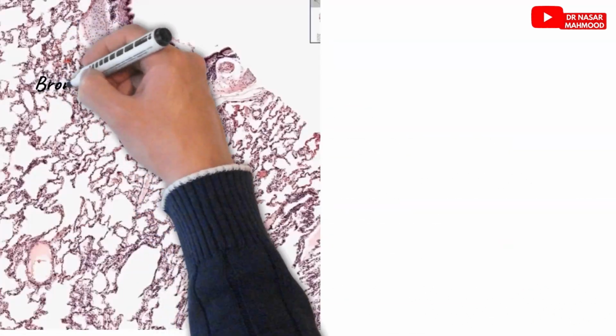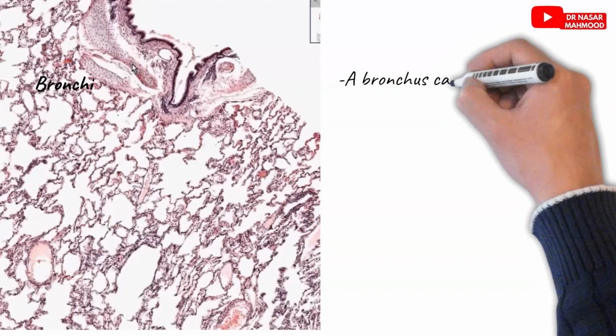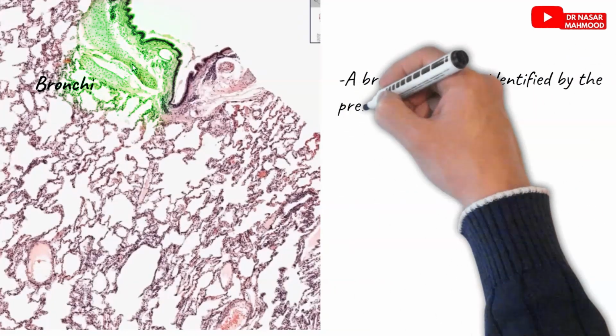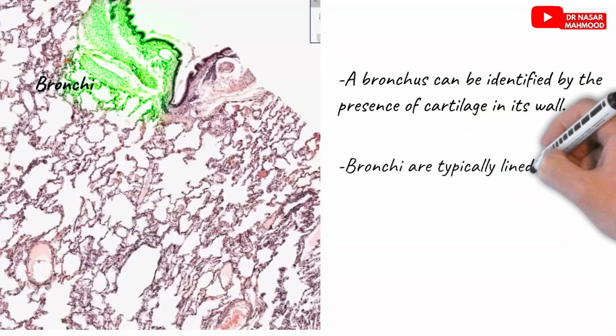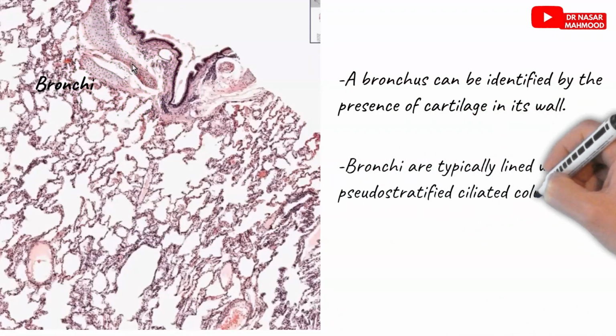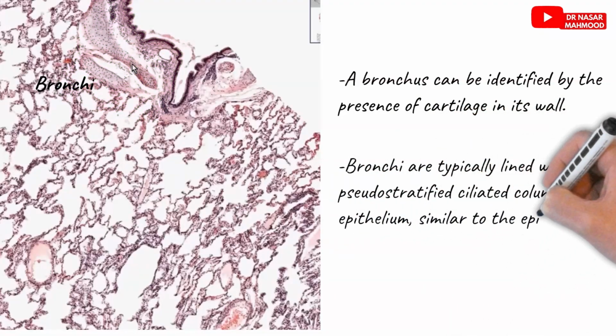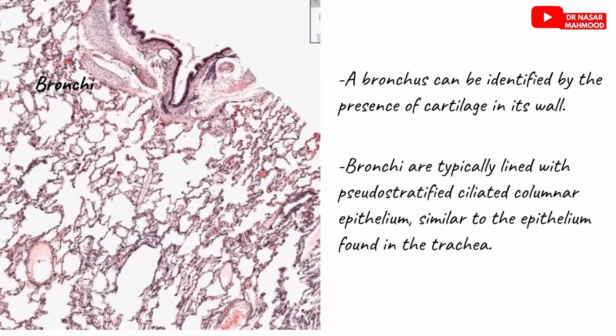The larger airways in the lungs are called bronchi. The bronchi can be identified by the presence of cartilage in the walls. Bronchi are typically lined with pseudostratified ciliated columnar epithelium, similar to the epithelium found in the trachea. Other structures within the bronchial wall may include connective tissue, glands, and smooth muscle.